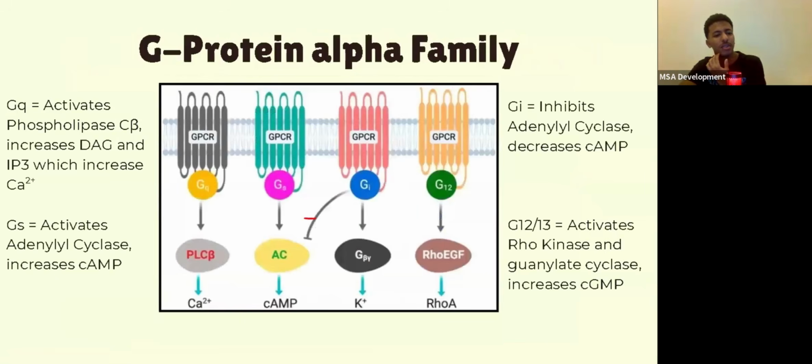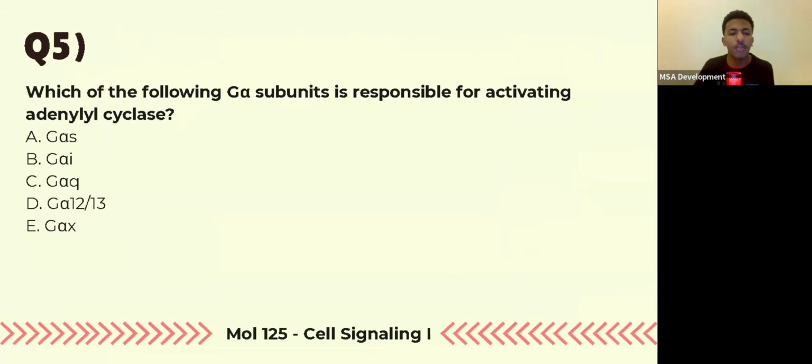Okay, let's go solve the question. Which of the following G alpha subunits is responsible for activating adenylyl cyclase? G alpha S, G alpha I, G alpha Q, G alpha 12, 13, G alpha X. Okay, the answer is clearly G alpha S, but I want to give you more questions. So we said adenylyl cyclase is G alpha S. What if it was inhibiting adenylyl cyclase? It's going to be G alpha I.